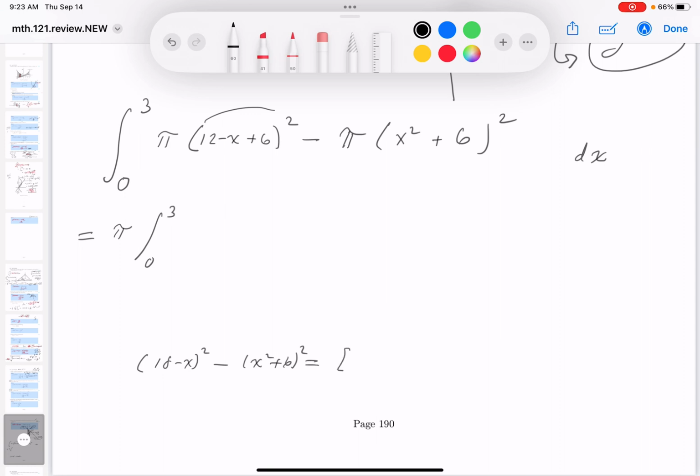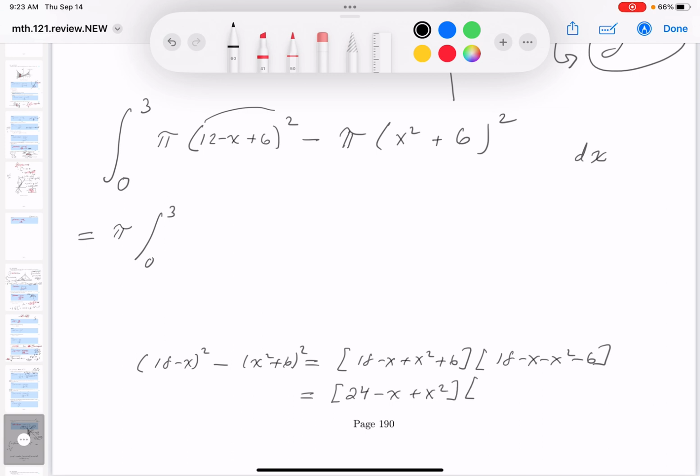Let me write this down. I'm going to add those together. So it's 18 minus x plus x squared plus 6. And then I'm going to subtract those two things. 18 minus x squared minus 6. And yeah, it's kind of nightmarish. Let's take a look at it. 18 plus 6, that's going to be 24. Then you're going to get minus x plus x squared.